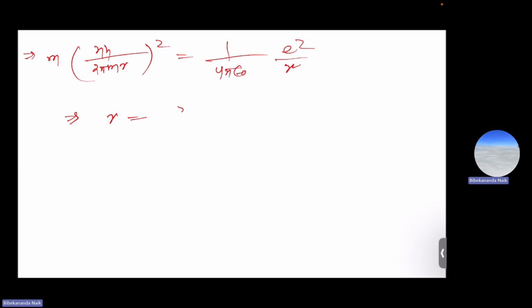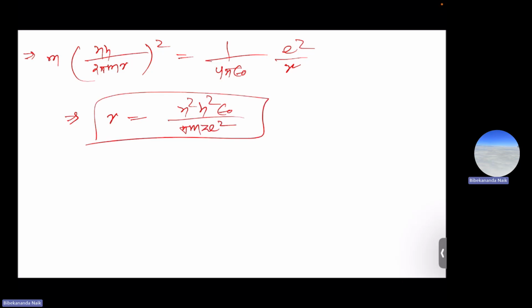n square h, because r is on this side. So one r will get cancelled out here. So this r will come to the numerator of this side. So r will be proportional to n square. So n square h square epsilon 0 divided by pi m Z e square. So this is the expression for r, where we can say it is proportional to n square.